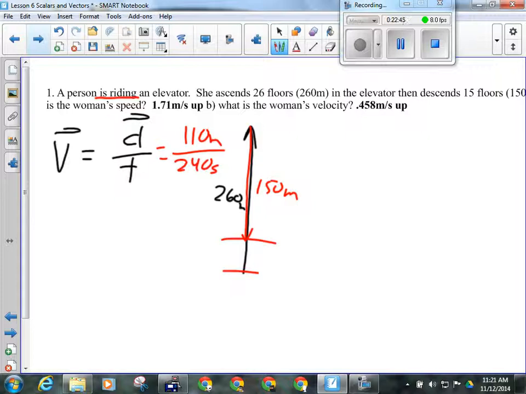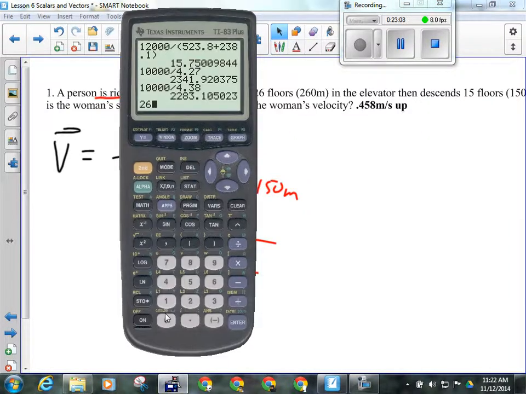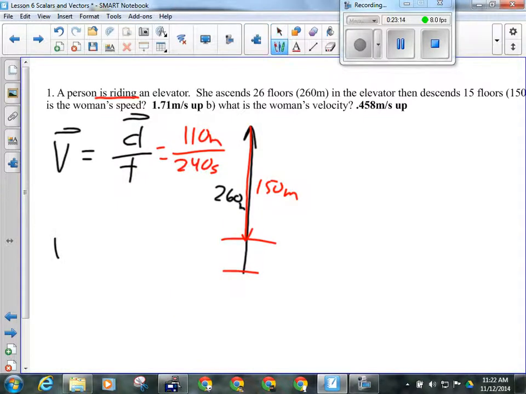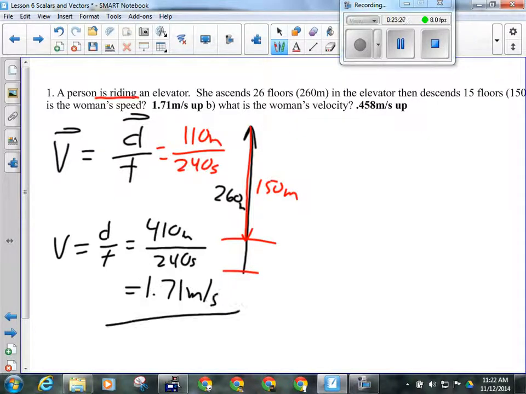Now, for part A, which I skipped because it was cut off, it asked what's her average speed. Does speed care whether I went up and down? No, because it only cares how far I went and how long that took. So she went 260 plus 150 this time, giving me 310 meters, right? No, 410 meters. Somehow that doesn't feel right to me. 260 plus 150 is 410, okay, I'm not going crazy. So speed is distance over time. Scalar: 410 meters divided by 240 seconds. That's why we get 1.71 meters per second for that part.